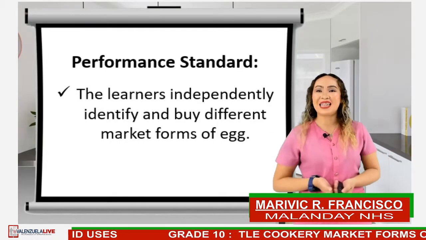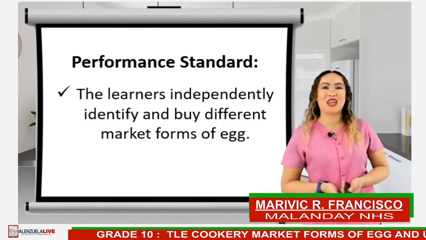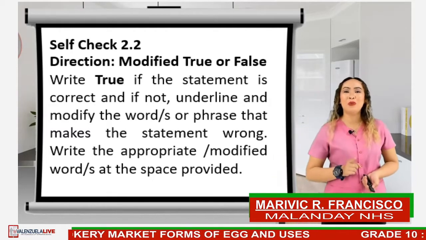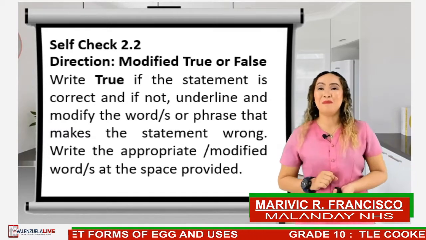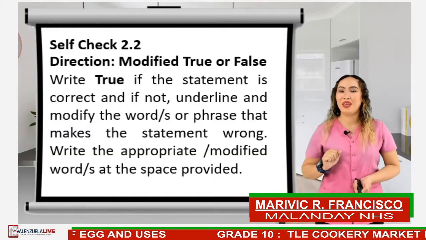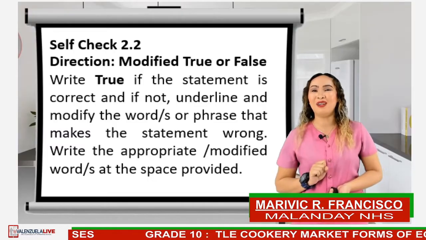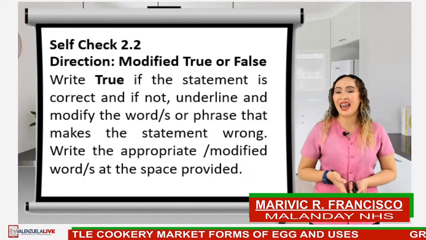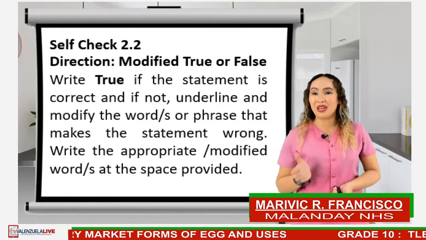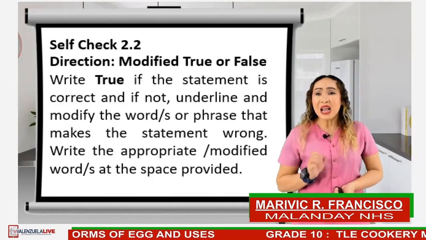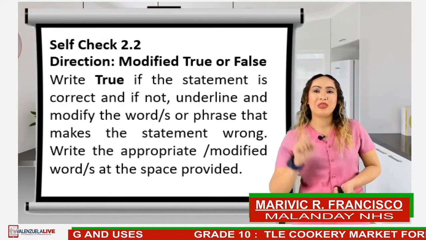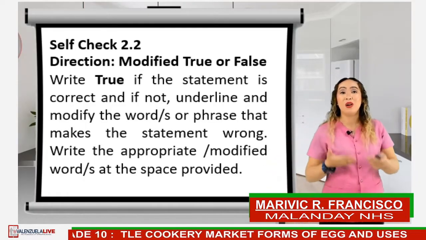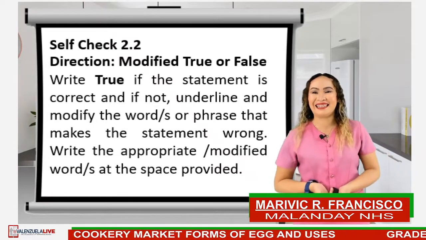To start with our lesson for today, let's have a self-check first. Self-check 2.2. It is included in your module. This is the direction. It is a modified true or false. Write true if the statement is correct, and if not, underline and modify the words or phrase that makes the statement wrong. Then write the appropriate or the modified word at the space provided or on your answer sheet. Let's start.